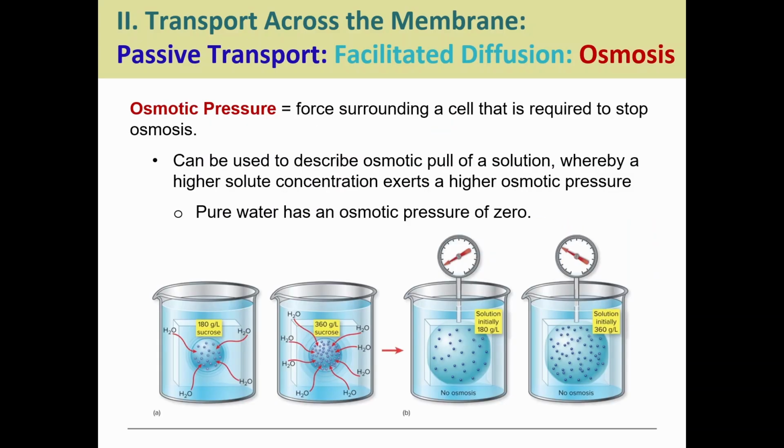Now, osmotic pressure, this is basically the force surrounding the cell that is required to stop osmosis. So this can kind of describe the osmotic pull of a solution. So the higher solute concentration is exerting a higher osmotic pressure. Like pure water has a pressure of 0, but as we increase the solute concentration, we increase the osmotic pressure. So basically, if we increase the solute concentration in the surrounding fluid around a cell, think of that being kind of like squeezing the water out of the cell, like it's pushing in on the cell and squeezing that water out of our cell.